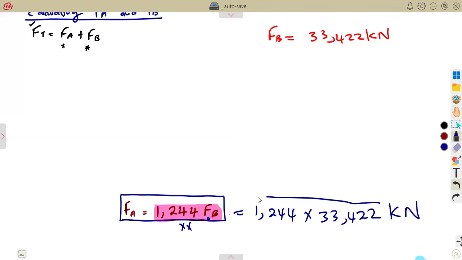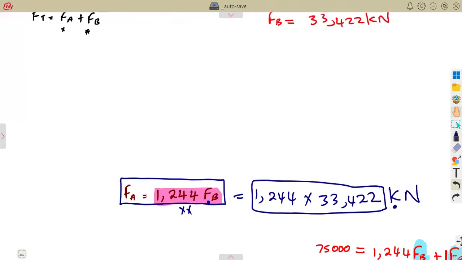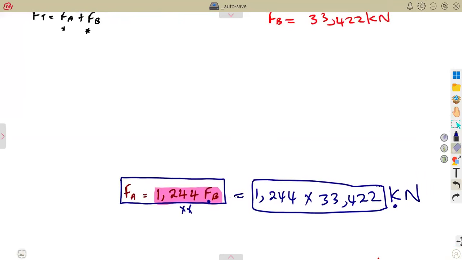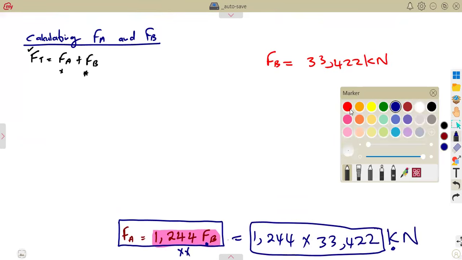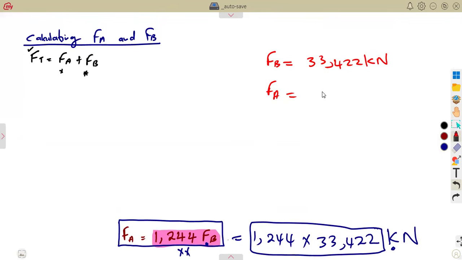So whatever you're going to get here after multiplying these two, your answer is going to be in kilonewton. Okay, so that was going to give us the force at A. Already there's an equation for that, so just multiply these two. You're going to get 41,577 kilonewton. So this is F at A. All right. So with the force at A, let's just write this one aside: 41,577 kilonewton. So that is it, guys.